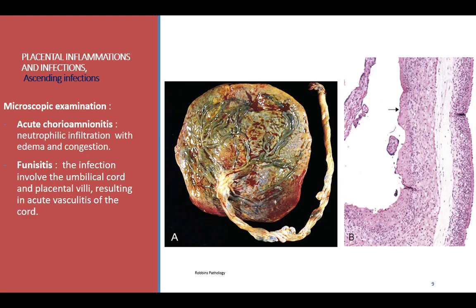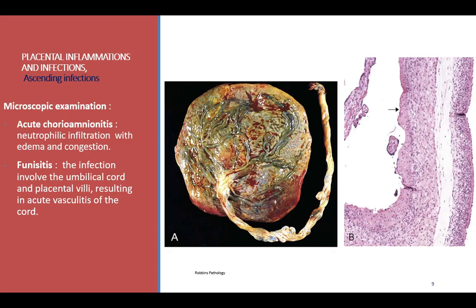membranes. We see acute inflammatory infiltrate in the amnion. This is the amnion and this is the chorion. So we see acute inflammatory infiltrate. These are all neutrophils in the amnion and in the chorion. Mainly in the amnion. If we don't see it in the amnion, the acute inflammatory process is not that confirmed. So we need to see it in the amnion.